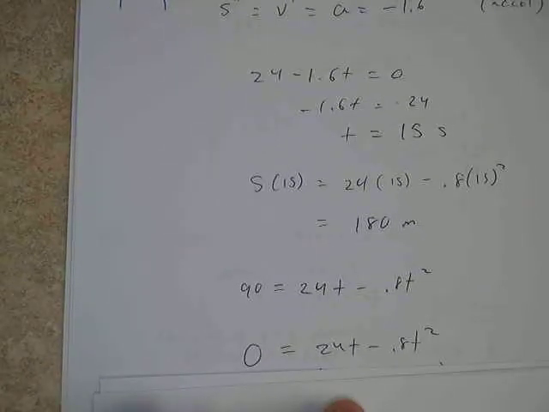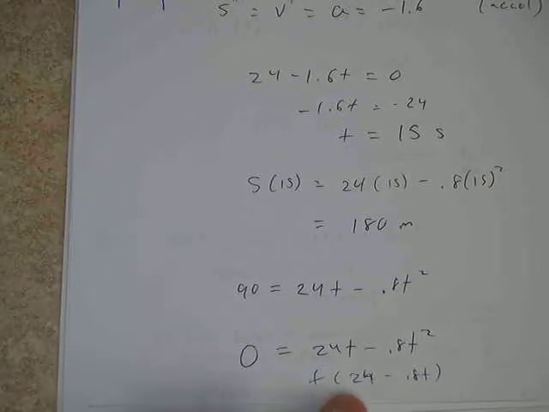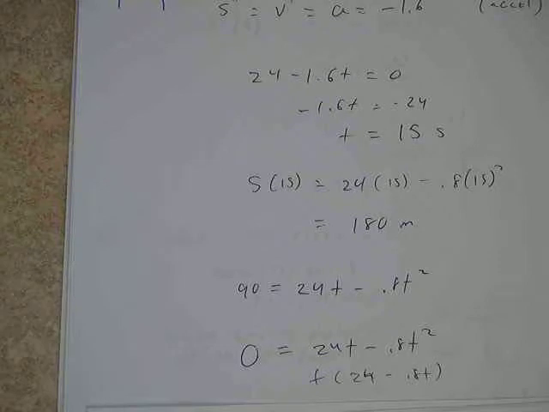And then how about part E? How long was the rock aloft? In other words, when did it hit the ground? Well, if it hits the ground, what would be the case of the position? The position would have to equal what? So wouldn't that right there give us the answer? Setting the position equation equal to 0.